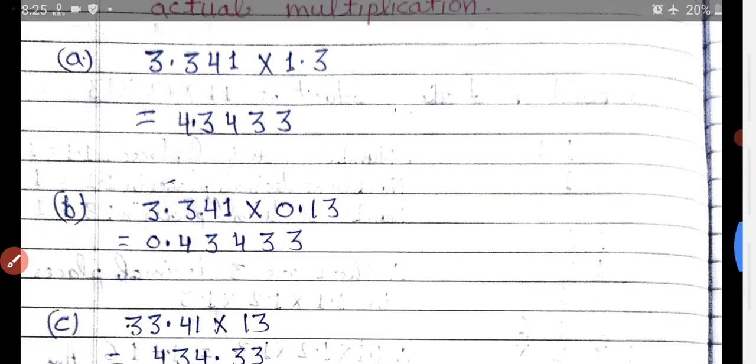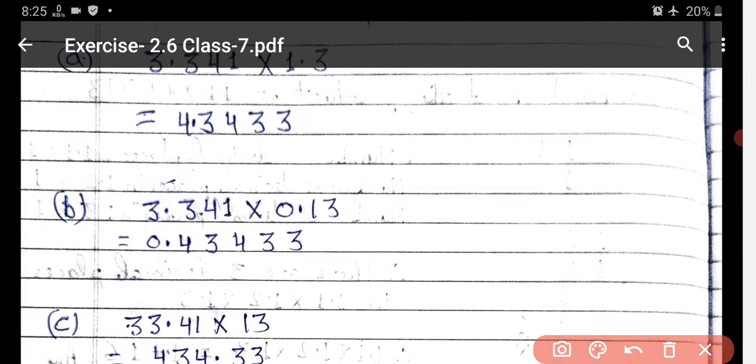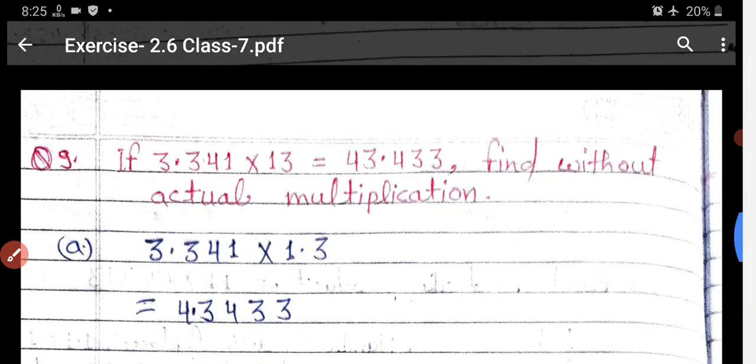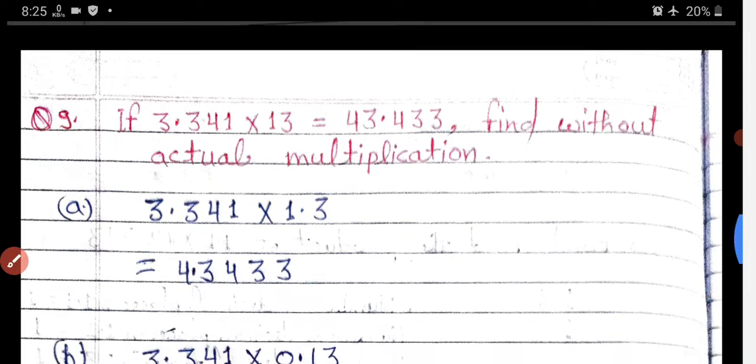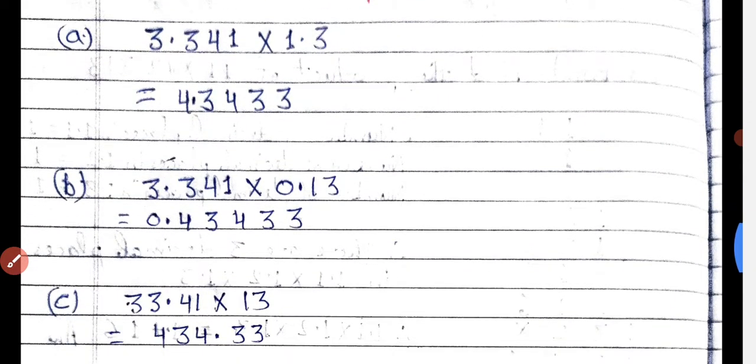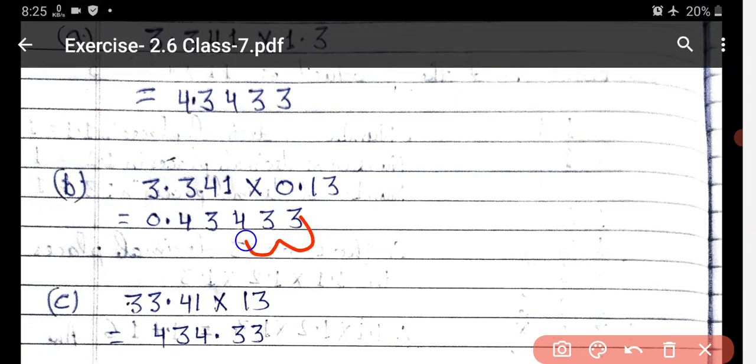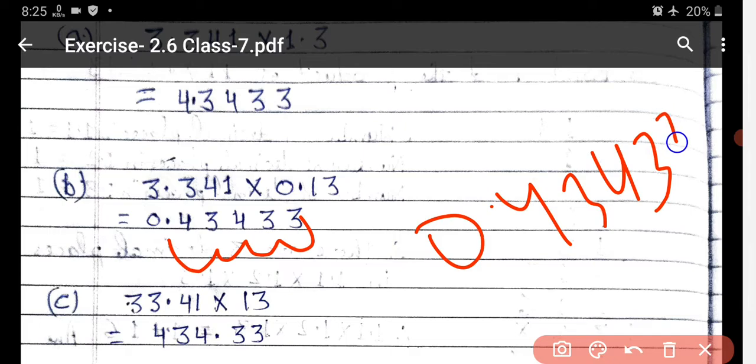Now come on that one. After the decimal how many digits are there? 3, and here 2, total 5. So write that number, whatever is given in the question, without the decimal, and from the back side put the decimal after 5 digits. 1 2 3 4 5. So it becomes 0.4343. It is your final answer.